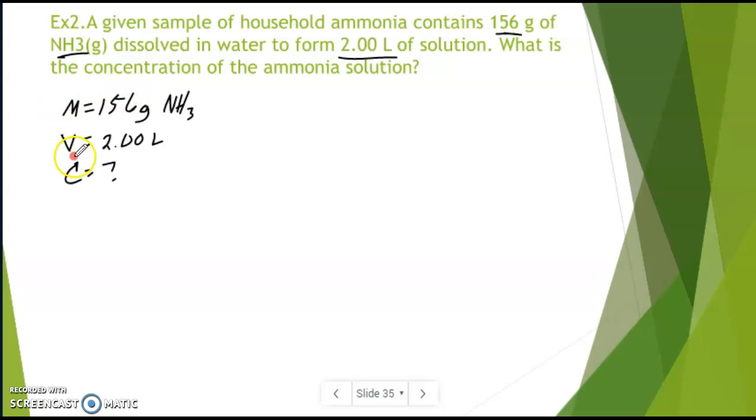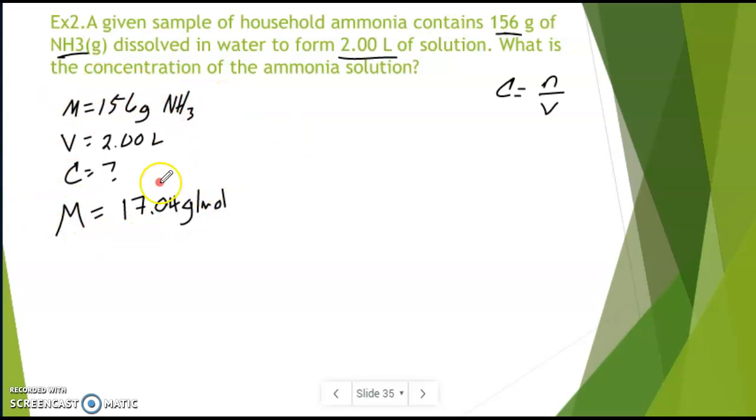If we look at it quickly, we're looking for concentration, which is N over V. We have V, but we do not have N. We have mass. Mass is not what we need, but we know how to find moles from mass. We just need to include our molar mass. The molar mass for ammonia, if you do the math, is 17.04 grams per mole.